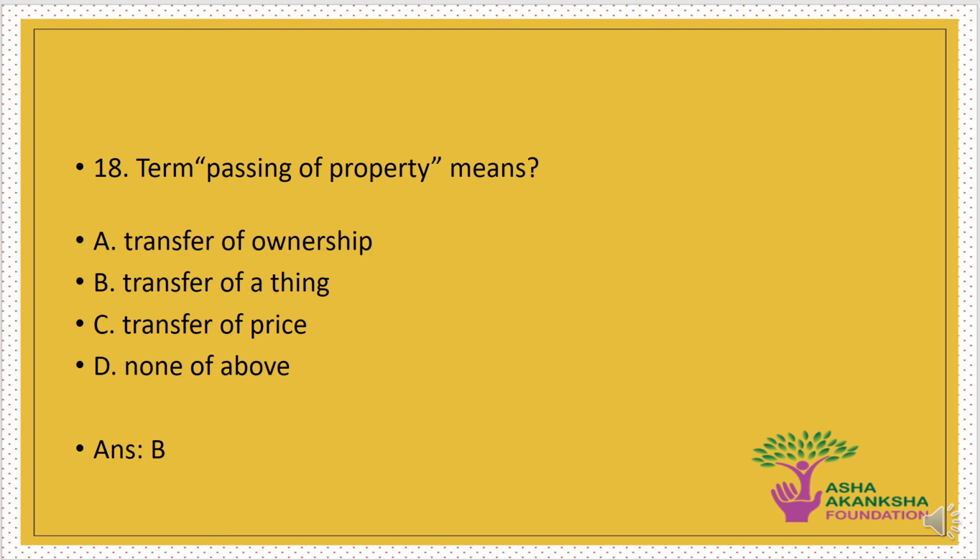The next question is: the term passing of property means, options are A. Transfer of ownership, B. Transfer of thing, C. Transfer of price, D. None of the above. The correct answer to this question is option B. That is, the term passing of property means transfer of a thing.